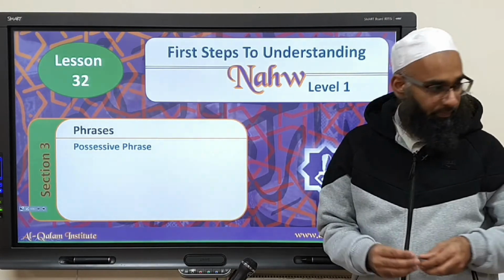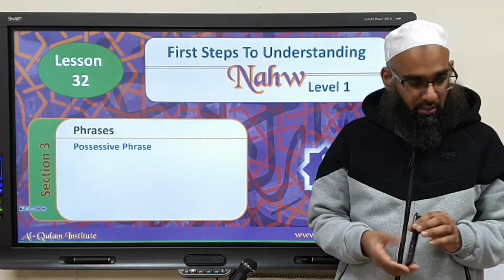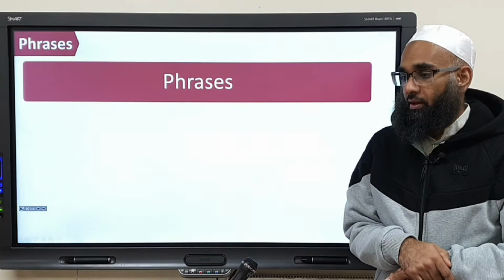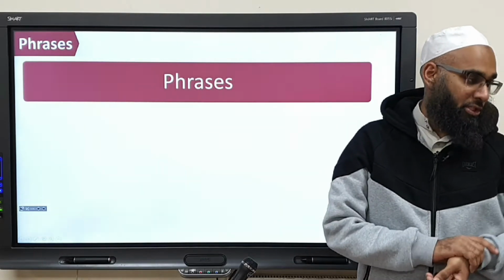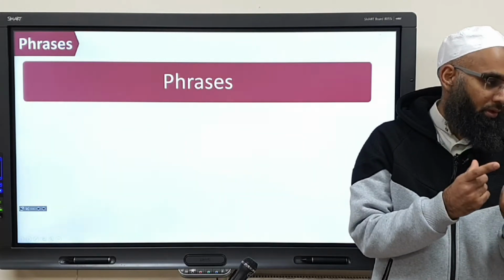So inshallah in this lesson, we're moving on to the fifth phrase. So we have 6 altogether. This is the fifth phrase we're moving on to. So, quick recap. Phrases are an extension of a sentence. Which part of a sentence? Of the noun. You expand the noun.